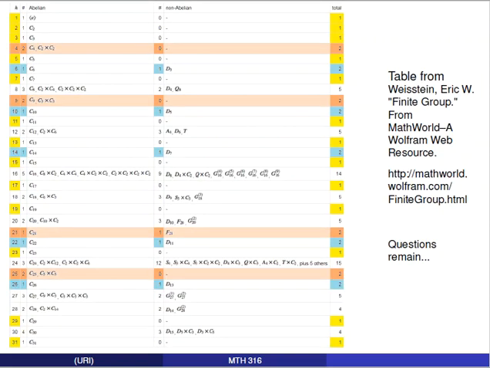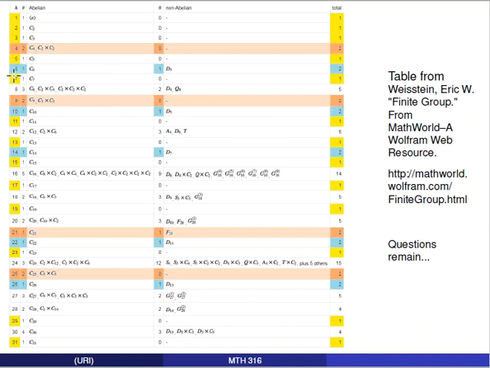Now, let's take a look at that table of groups again. These are the finite groups of orders 1 through 31. Let's highlight a few things we might have noticed along the way. In an earlier video, we talked about these rows that have two groups. Now, some of them were already explained away.